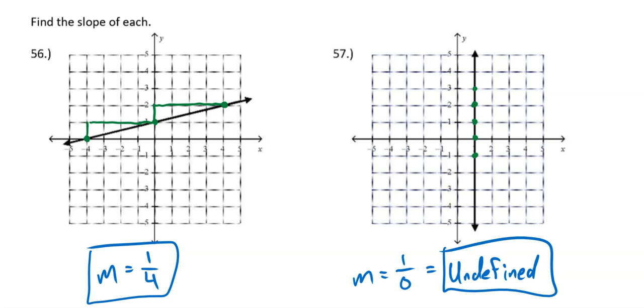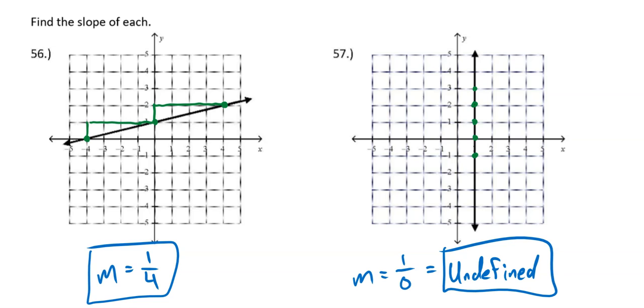Okay? And all vertical lines are undefined. All horizontal lines, the slope is 0. Okay? And just be careful in terms of your positive versus negatives here. I always go left to right as I count the points, so I only need to decide, am I going up or down? If you go up and then over, it's a positive slope. If you have to go down, then it's negative.